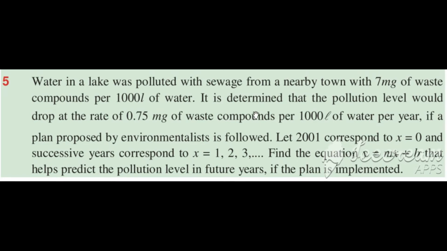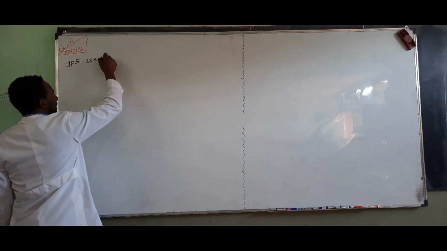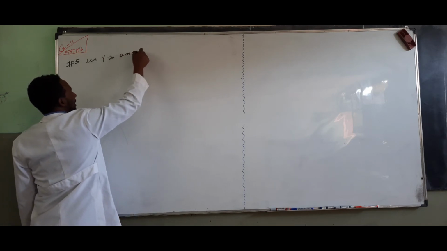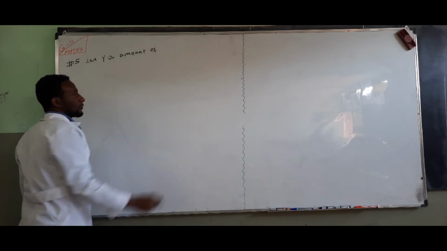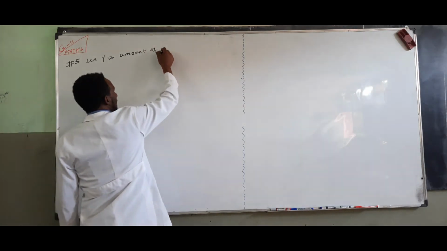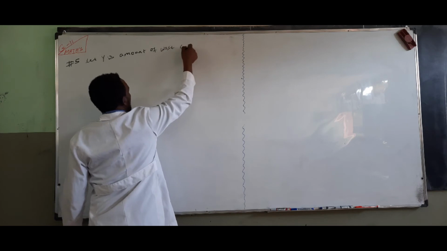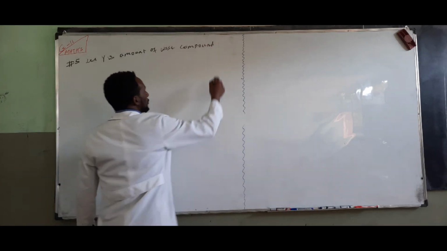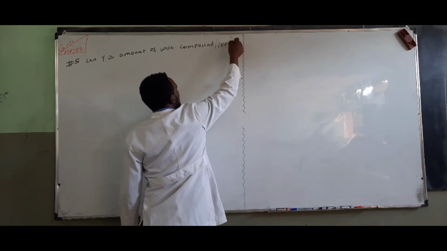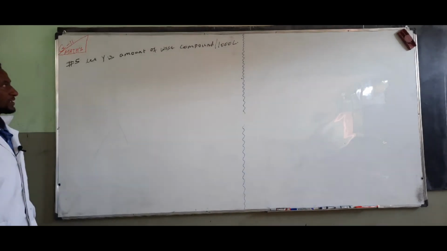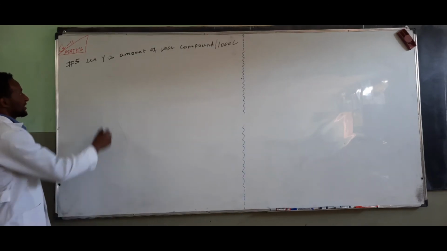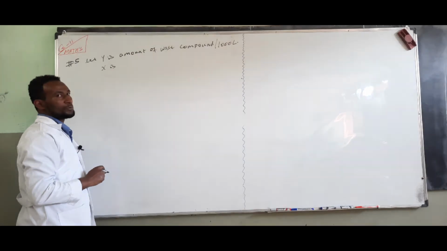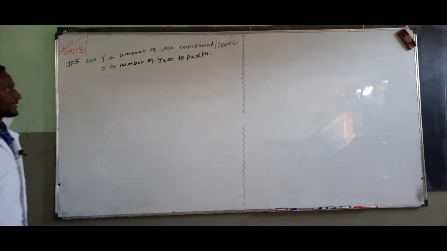Let us see on board. Let us take y as the amount of waste compound per 1000 liter, and x as the number of years to purify the lake.